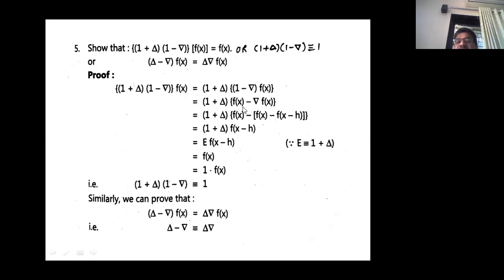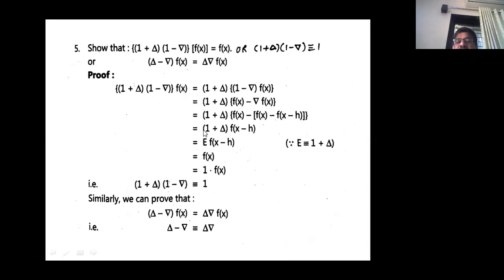So 1 into fx is fx, minus ∇fx, and then ∇fx is what? In bracket, because there is a negative sign. So in bracket, ∇fx is what? fx minus f of x minus h, the value at the point minus the value at the previous point. Then this minus, the effect of this minus on the bracket is what? Minus fx. This plus fx and minus fx get cancelled, and minus minus plus f of x minus h. (1 + Δ) f of x minus h.